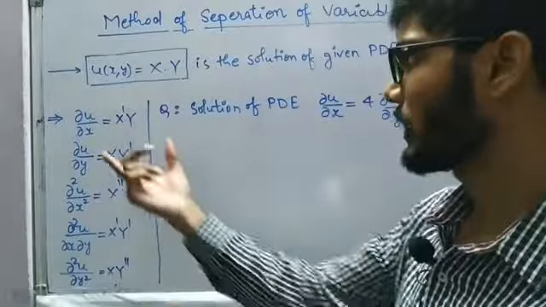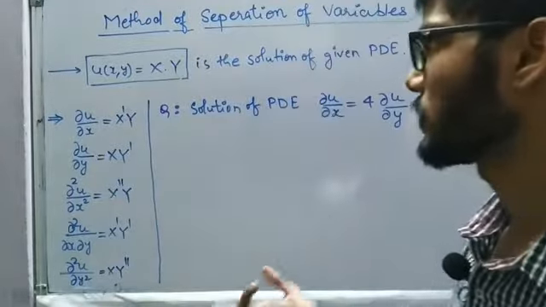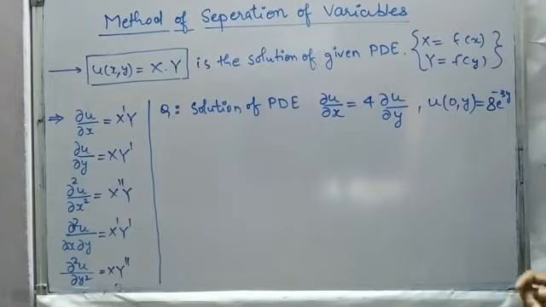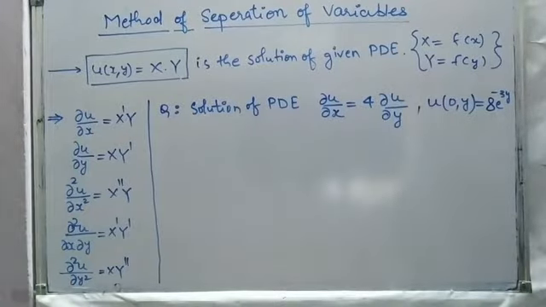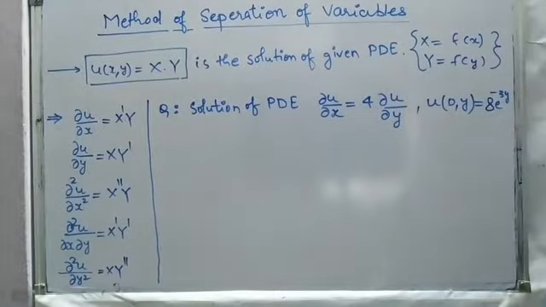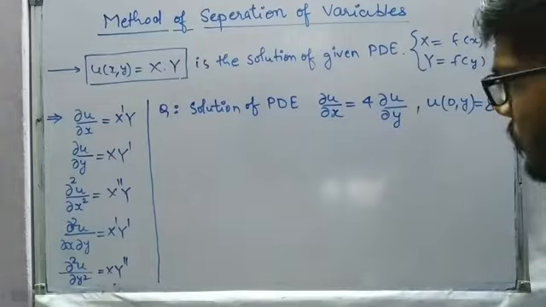Now let us make use of this substitution with our given problem. The problem is to solve the partial differential equation dou u by dou x is equal to 4 dou u by dou y, and we are also given the condition that u of 0 comma y is 8 e power minus 3y. We are going to make use of this condition a little later. First let us begin with our solution.